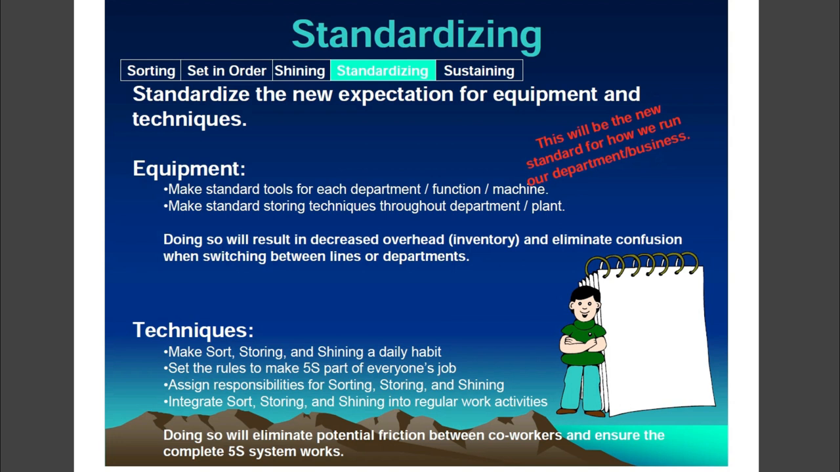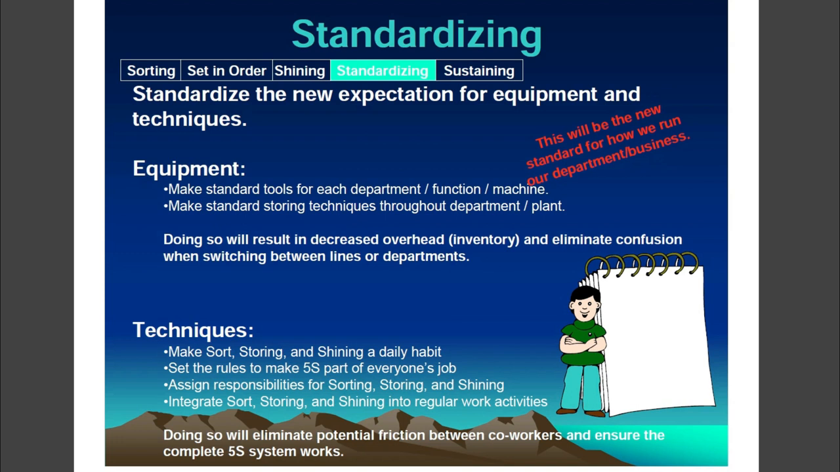Equipment: make standard tools for each department, function, and mission. Make standard sorting techniques throughout department or plant. Doing so will result in decreased overhead, lower inventory, and eliminate confusion when switching between lines or departments. Techniques: make sorting, storing, and shining a daily habit.